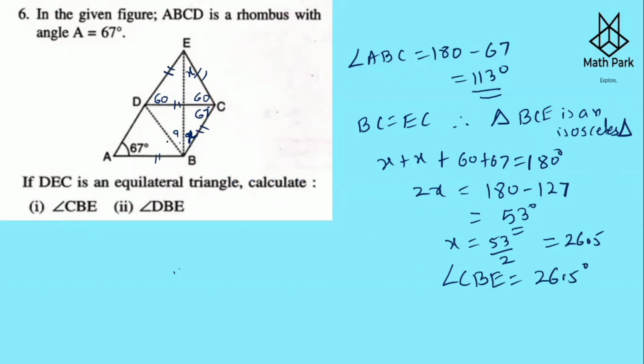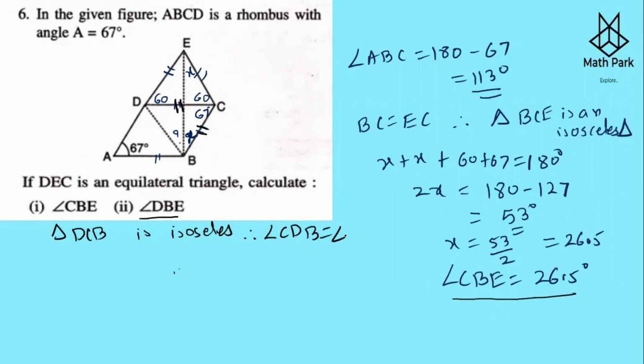Now, we already calculated angle ABC. So now we have to find DBE. To find angle DBE, again we have triangle DCB, which is also an isosceles triangle. Why is it an isosceles triangle? We have DC is equal to BC. So therefore we get angle CDB is equal to angle CBD. So these two angles are equal.